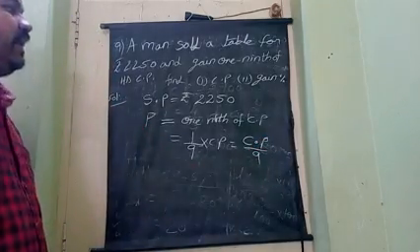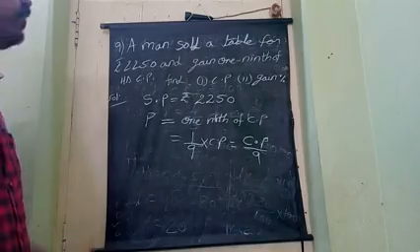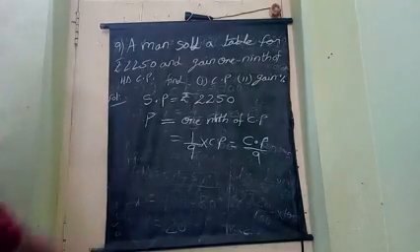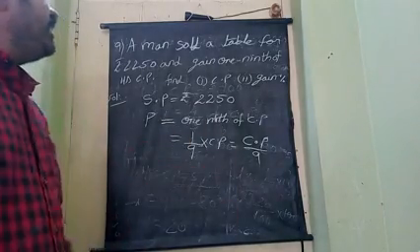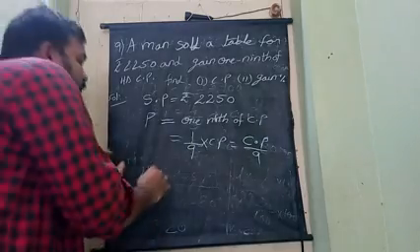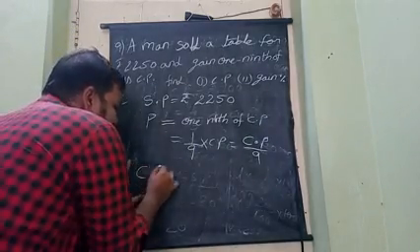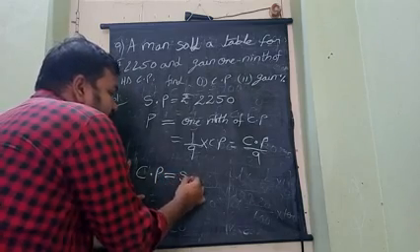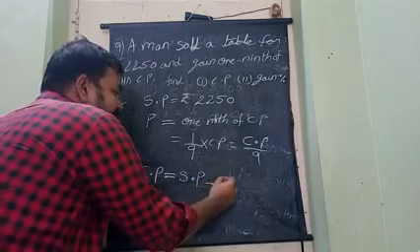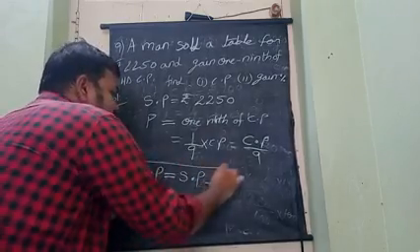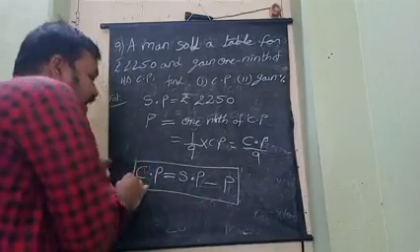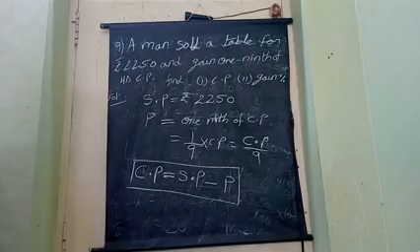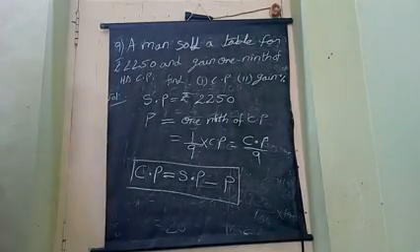Now, what do I have to do in this question? The combination between the selling price and profit is not given in the form of percentage. If it is not given in the form of percentage, we have to start with the simple formula, that is CP is equal to SP minus P. Using this formula, we have to do this sum. I am writing it now, see it.